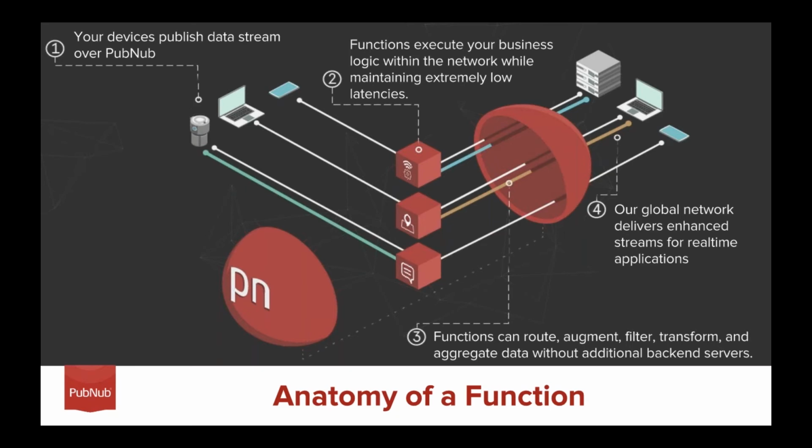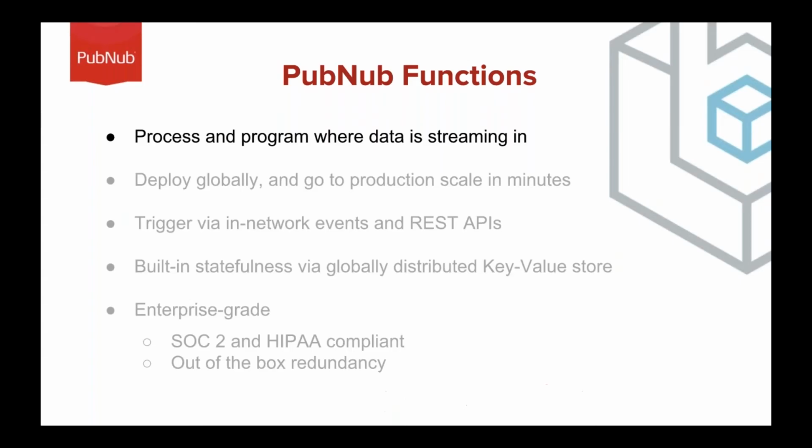Now let's think about this architecture through this diagram real quick. On the left side, you can see the devices, and on both sides of the diagram, you see some devices, and in between, you see PubNub's real-time network. PubNub Functions sit right in the middle and process your data as it runs through the network. This means that we can maintain extreme low latencies while processing your data. And this common use case of publishing data streams and transforming them is very easy with PubNub without having to use any other backend servers.